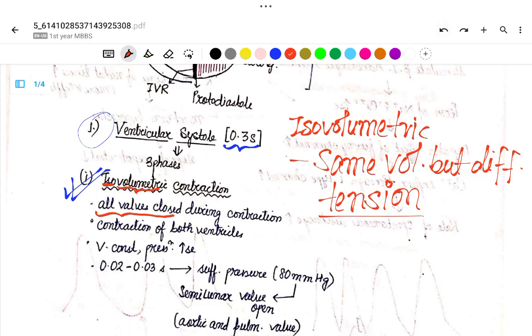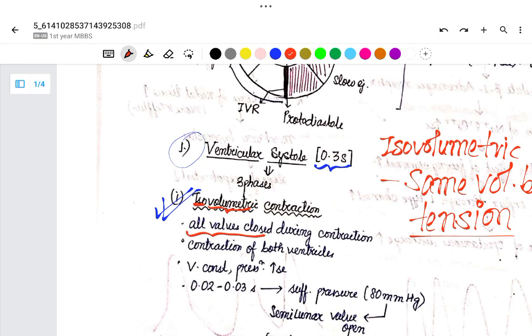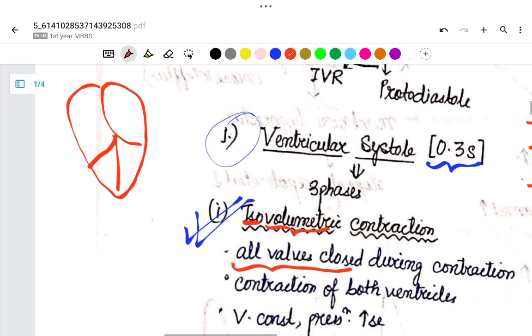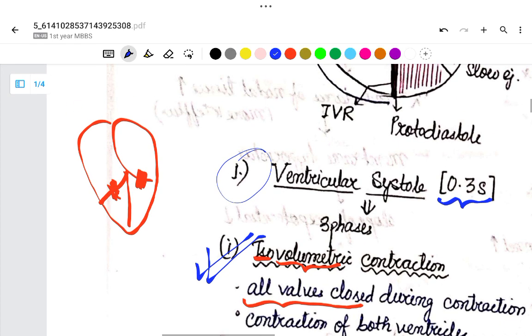So during isovolumetric contraction, let's draw the heart. This is the heart. What is the isovolumetric contraction saying? It is saying that when the ventricles first contract, all the valves are closed: the tricuspid valve, the bicuspid valve. Then the semilunar valves are also closed.